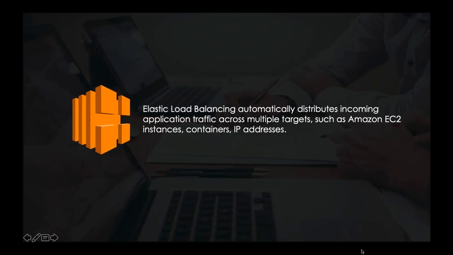So Elastic Load Balancer automatically distributes incoming application traffic across multiple targets, such as Amazon EC2 instances, containers, and IP addresses. So you can distribute your load on your EC2 instances, or the containers, or the private IPs, to the Lambdas, to a lot of services.